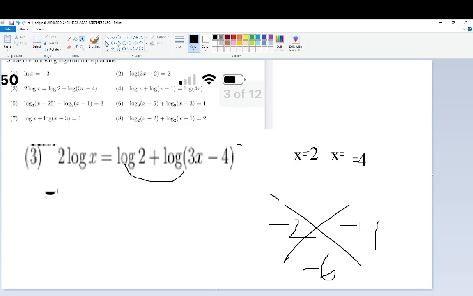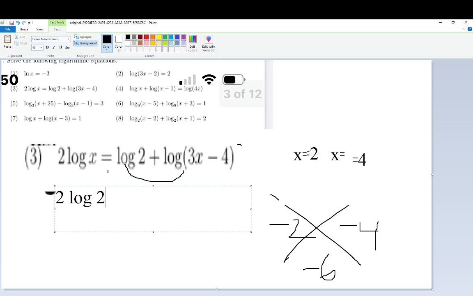It means 2 times the log of 2 will be equal to the log of 2 plus the log of, when x is 2, 3 times 2 minus 4. That's 6 minus 4, which is 2. So, of course, 2 times log 2 is simply log 2 plus log 2, equal to log 2 plus log 2. Now let's see if it works for 4. 2 times log 4 is going to be equal to log 2 plus log of 3 times 4, 12, minus 4, 8. So the question is, does that work?